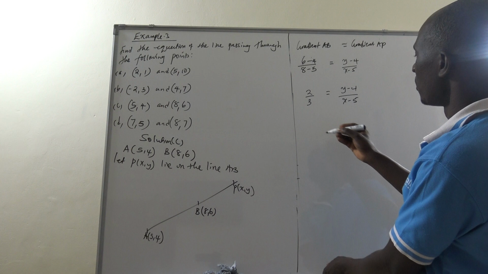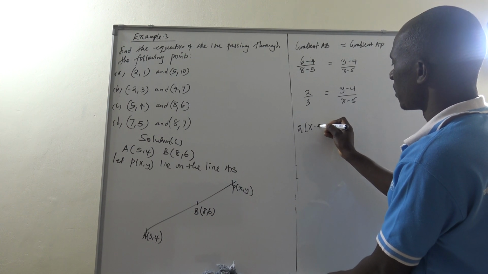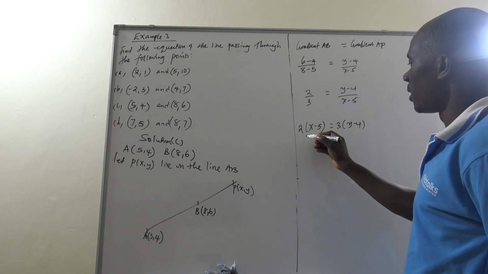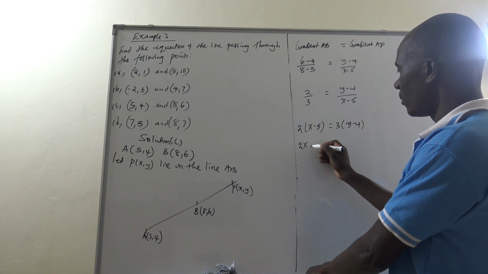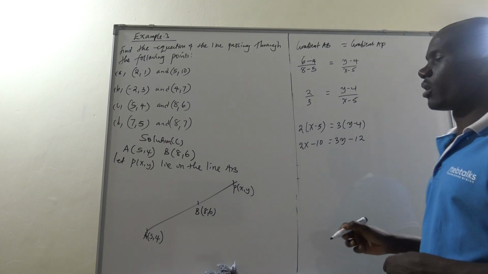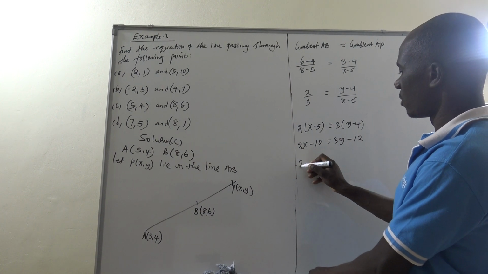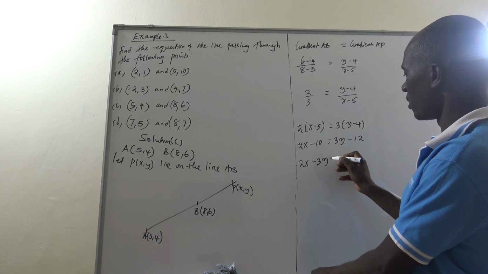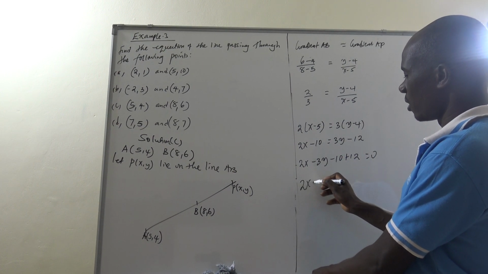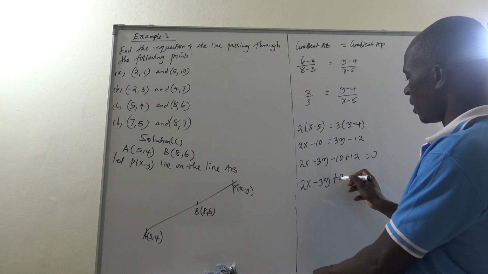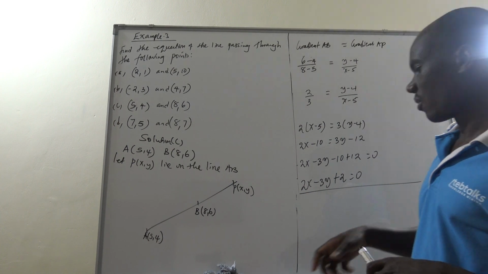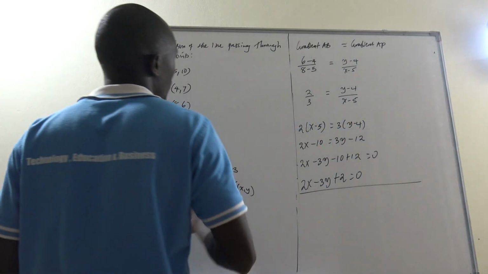We cross multiply. We get 2 into x minus 5 equals 3 into y minus 4. Can we try to open up? We get 2x minus 10 equals 3y minus 12. Can we try to rearrange? We get 2x minus 3y minus 10 plus 12 equals 0. So we get 2x minus 3y plus 2 equals 0. That's what we get as the equation of that line.